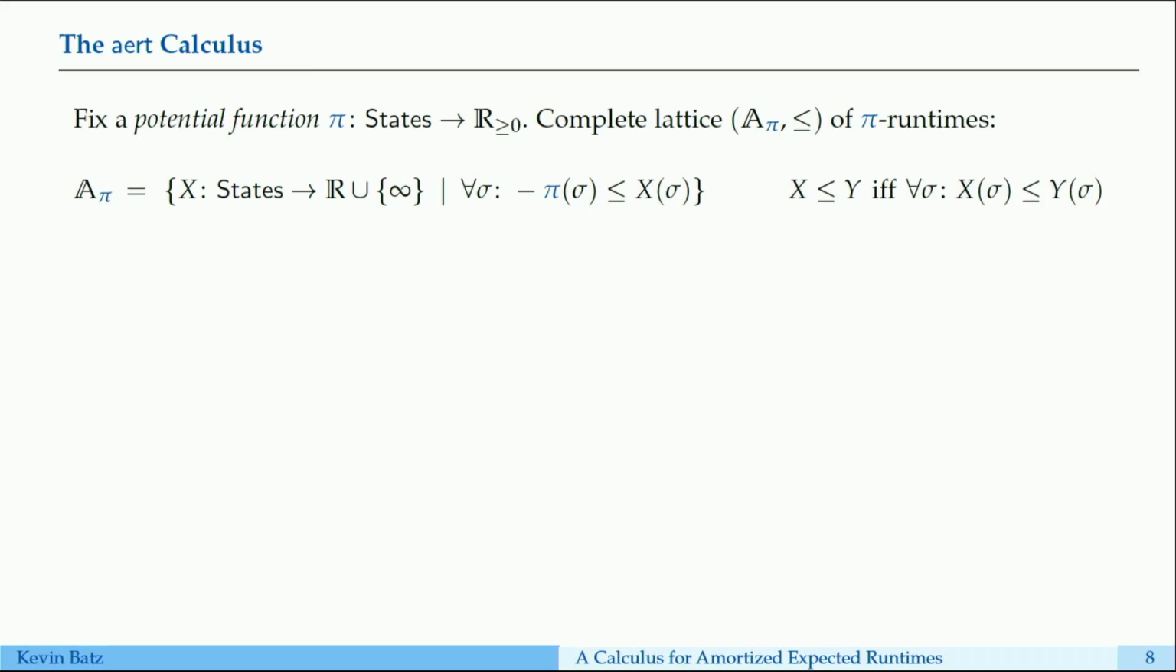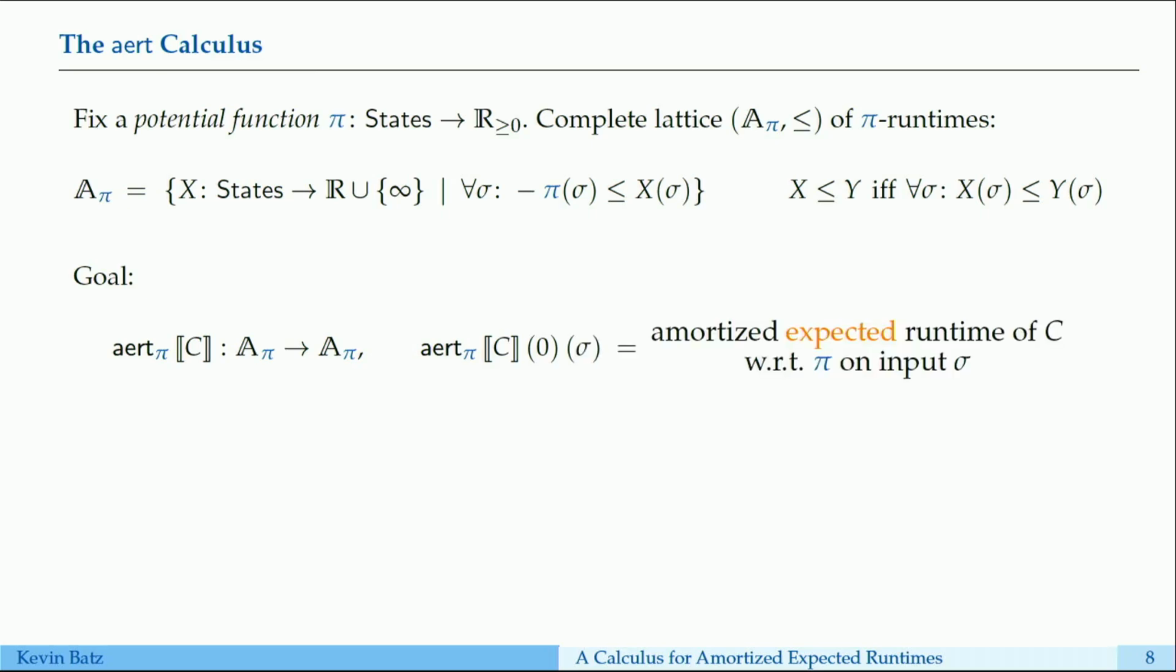Good. And our goal is now to define for every program C, in fact, compositionally by induction on the structure of C, the aert of C with respect to the potential function pi. And this will be a runtime transformer mapping pi-runtimes to pi-runtimes in such a way that if we consider the aert of C with respect to what we call the post-runtime 0, this is again an object of this type, mapping states to runtimes. So if we plug in an initial program state, then what we get is the amortized expected runtime of C with respect to the potential pi on the initial state sigma.